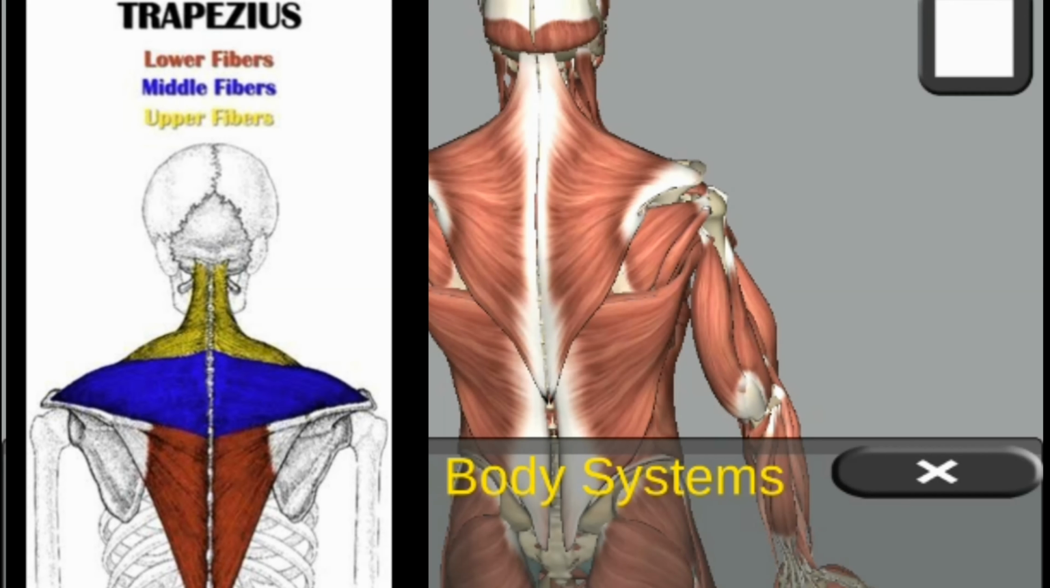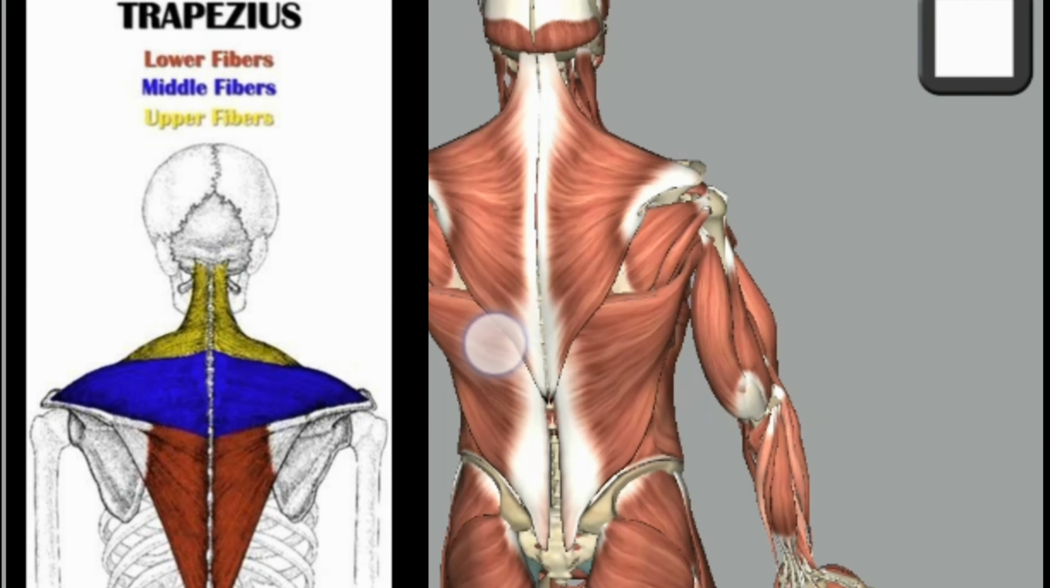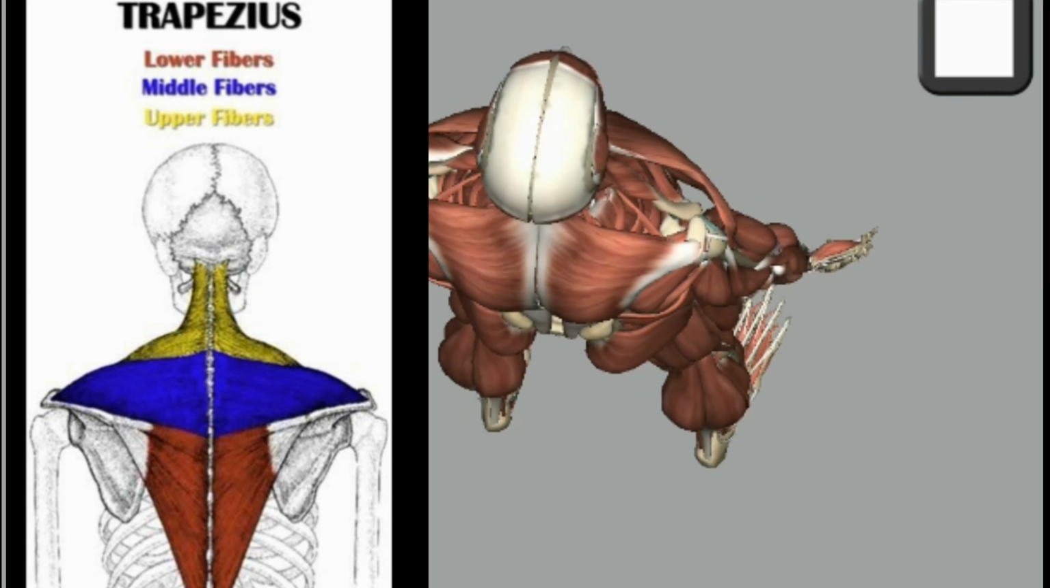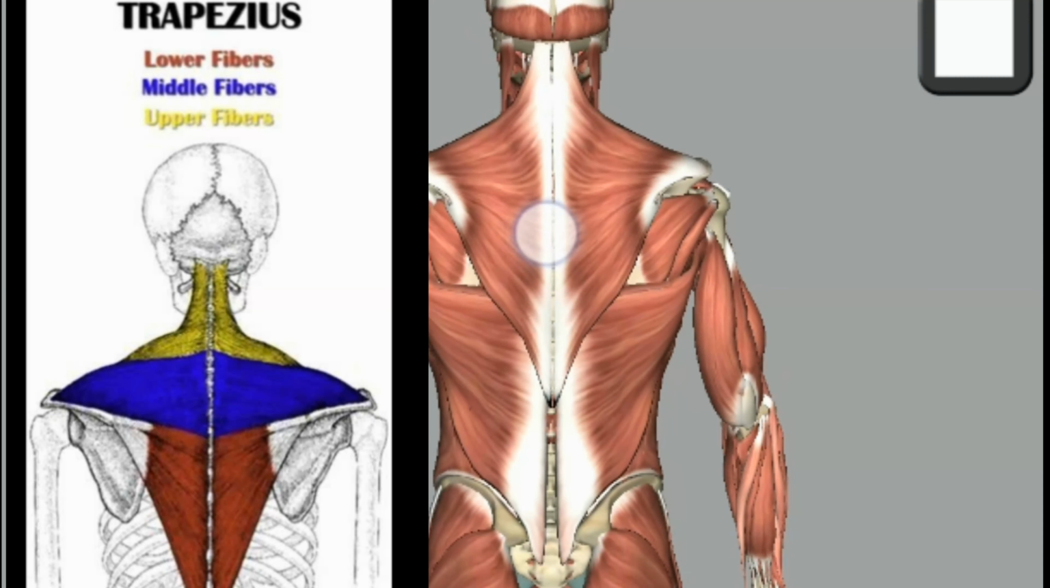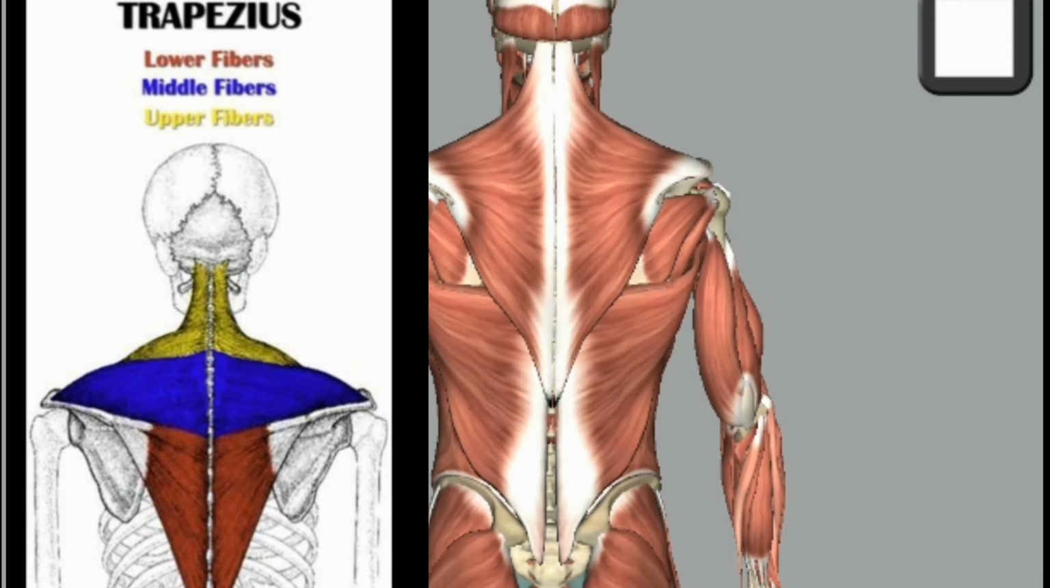Now we will discuss the function of the trapezius muscle. The upper fibers of the trapezius muscle act with the levator scapulae muscle and elevate the scapula. The middle fibers act with the rhomboid muscles and retract the scapula. And the upper and lower fibers act with the serratus anterior muscle and rotate the scapula forwards around the chest wall and play an important role in the abduction of the arm beyond 90 degrees.